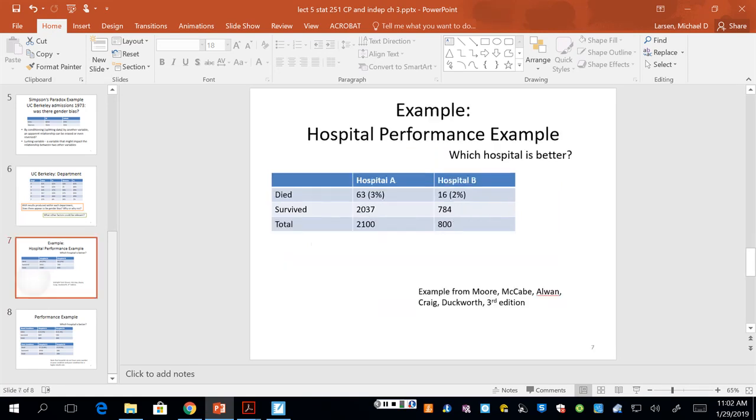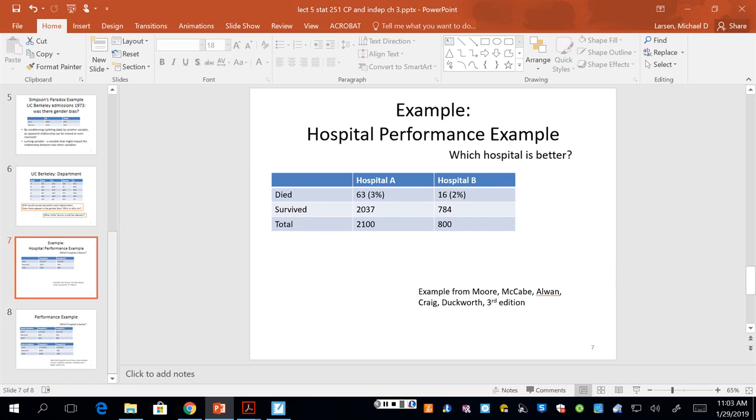The other place that this gets used in some type of examples is in things like rating hospitals or evaluating programs. So let's say we have a procedure that is not too uncommon and generally has a high success rate, but there's some risk. And we have two hospitals. Hospital A, 2,100 people come to it, and Hospital B, 800 people come to that one. And some people go through the procedure and die, so 63 out of the 2,100 die in Hospital A, but 16 out of 800 die in Hospital B.